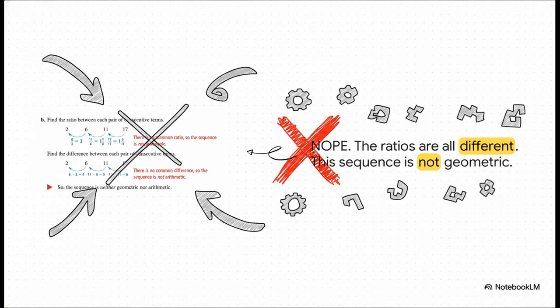But what about when it's not geometric? Let's look at this one. 2, 6, 11, 17. Okay, let's test it. 6 divided by 2? That's 3. Easy enough. But what's 11 divided by 6? That's something like 1.83. The ratio changed right away. Because there's no common ratio, this is not a geometric sequence. It's all about that consistency.